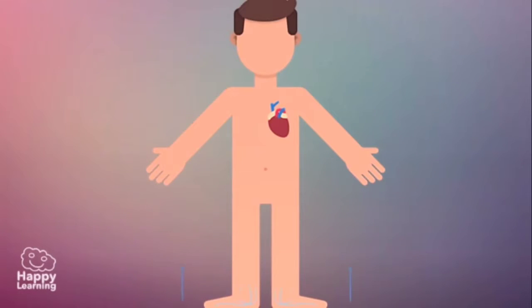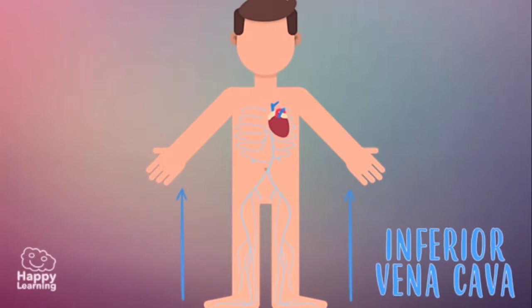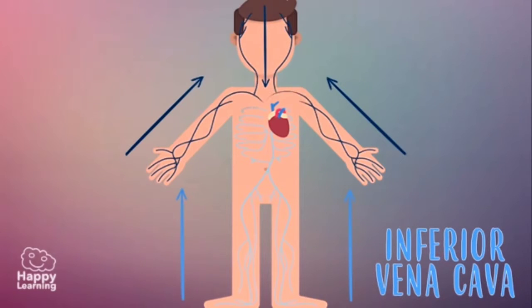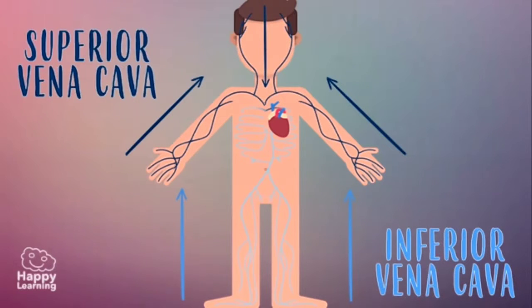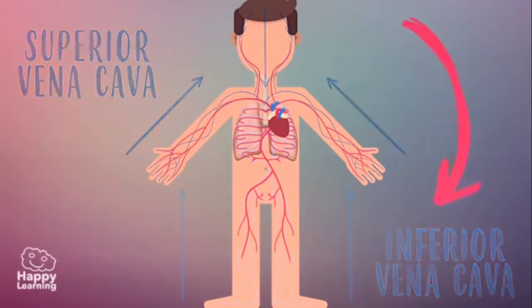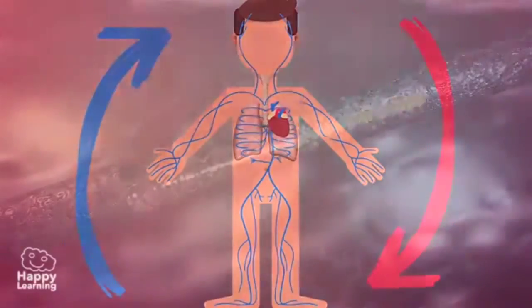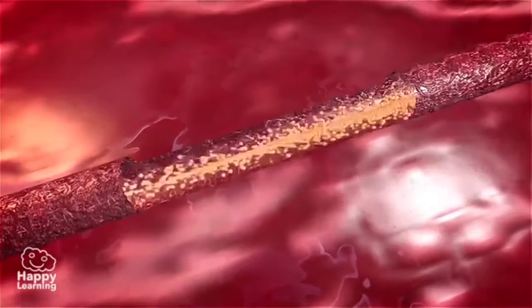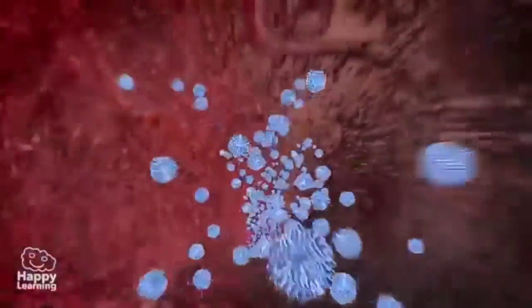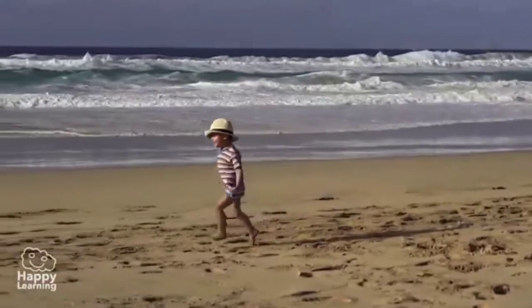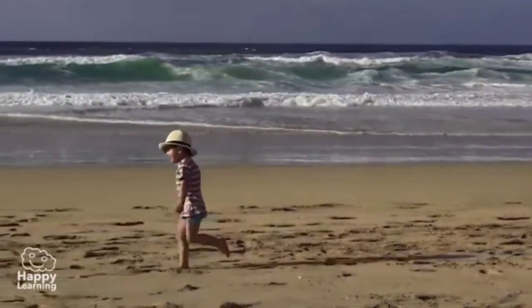The blood that returns from the lower part of the body flows through the inferior vena cava. The one that returns from the arms and head travels through the superior vena cava. All that blood reaches the lungs, where it gets oxygenated and returns back to the heart. There, the journey starts again. The truth is that it is incredible that blood is permanently traveling inside our body. Don't you think? Well, now you know a little bit more about the circulatory system.